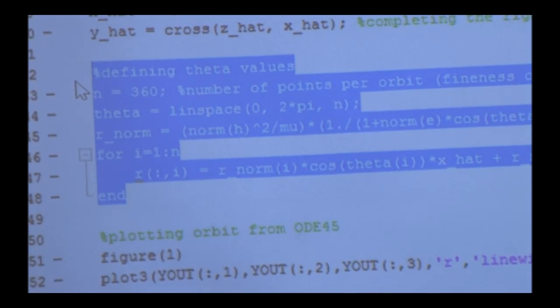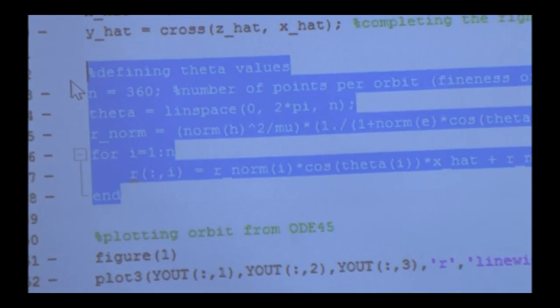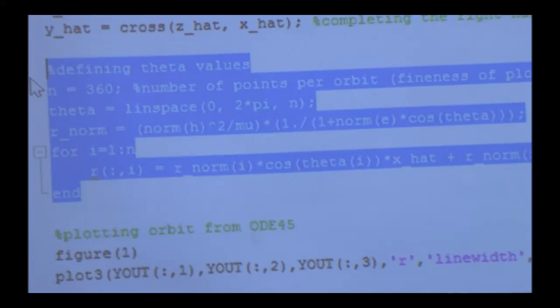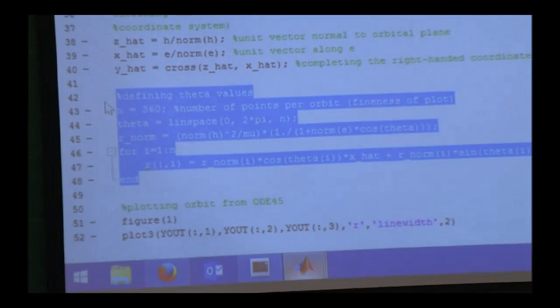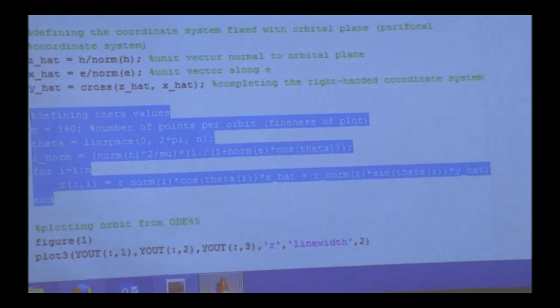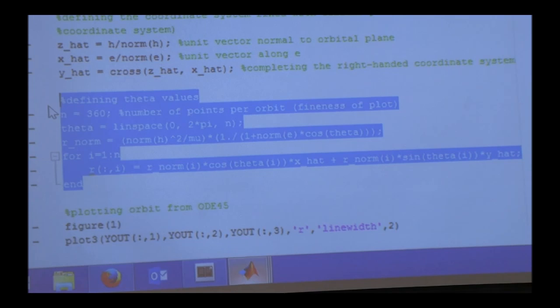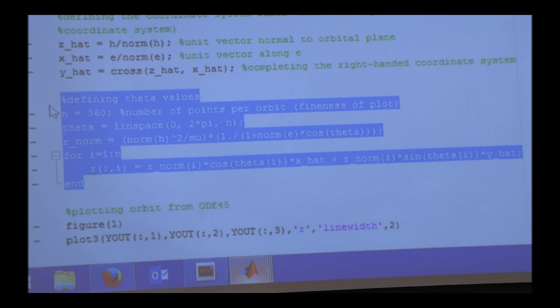And then I have a for loop that calculates this vector r 360 times. So it goes around one orbit, and it gives me positions. Now, what I hope is clear is that the points you get in 3D, x, y, and z from ODE45, so the r vectors that you get from ODE45, are different in general from the r vectors that I'm getting from the theta approach right now, because I have no idea.